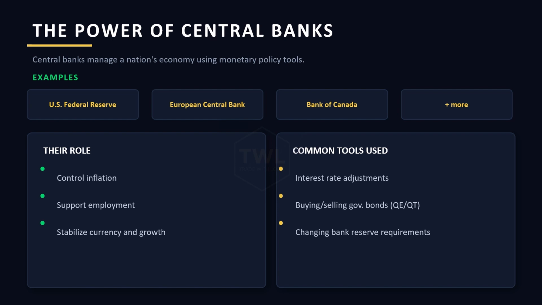To do this, they use a few main tools. Interest rate adjustments, buying or selling government bonds, which we'll explain in a second, and changing how much money banks are required to keep in reserve. I know these sound technical right now. Let's break each one down individually with simple examples.